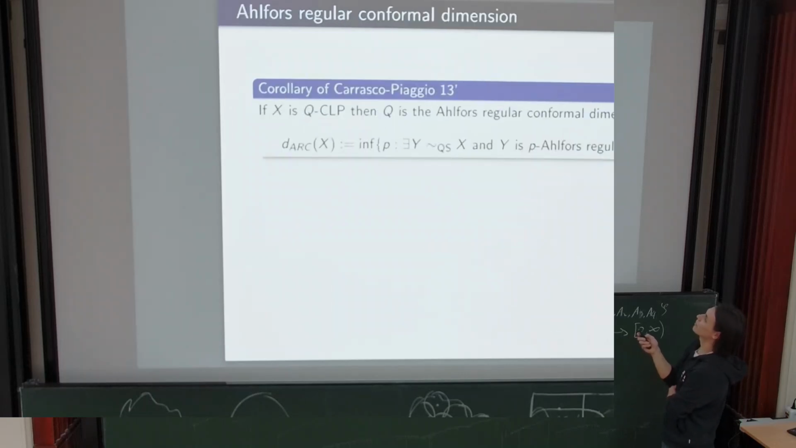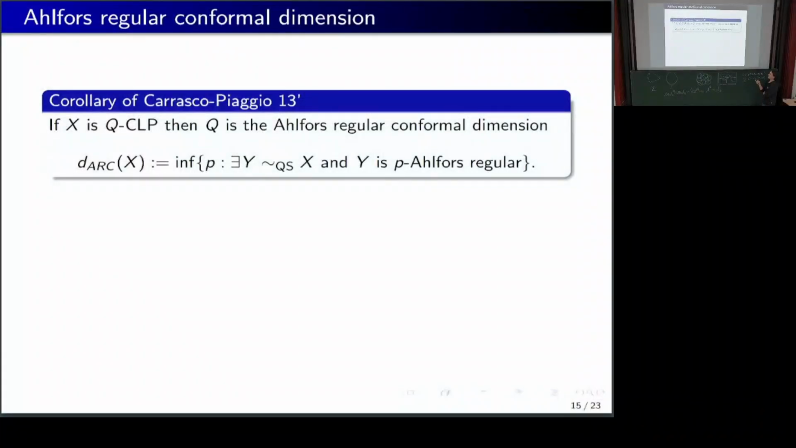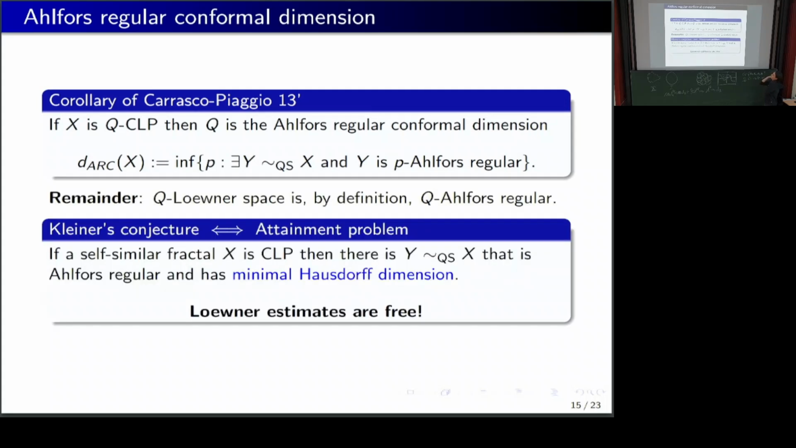Okay, I think I have one more notion I have to explain, which is the Q-Ahlfors regular conformal dimension. It follows from the general result of Carrasco-Piaggio that if I have a Q combinatorial space, then Q is equal to the Q-Ahlfors regular conformal dimension, which is defined as the infimum of all the Hausdorff dimensions of the metric spaces that are quasisymmetric to my space and are Q-Ahlfors regular. So what this is asking is how much can I lower the Hausdorff dimension?